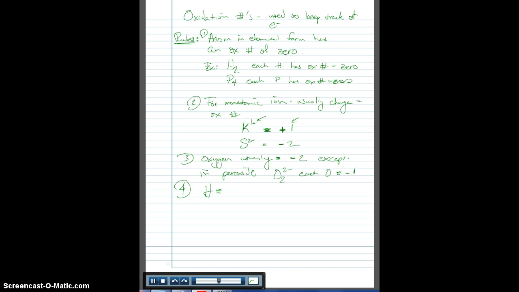Hydrogen itself is the next rule. Hydrogen is usually a +1. If you remember, hydrogen mostly forms a 1+. Hydrogen also has the ability to bond to other metals. And in this case, we call it a hydride. In this case, it's a -1. But that's a pretty rare scenario. Usually we say hydrogen is a +1.